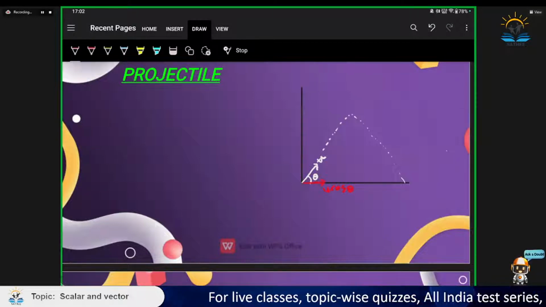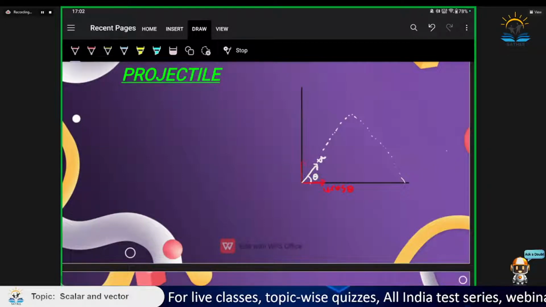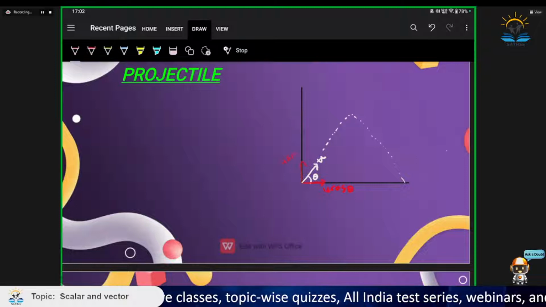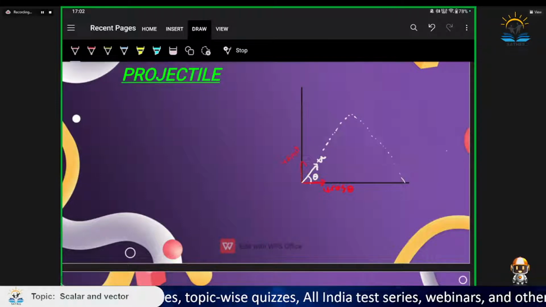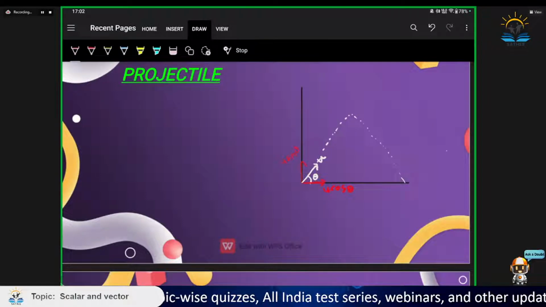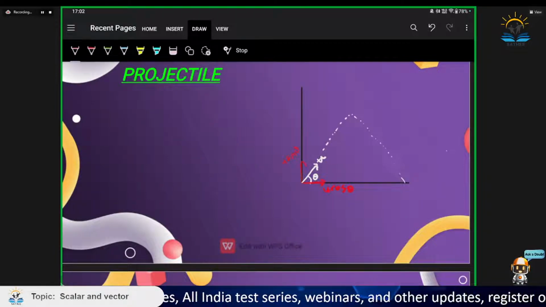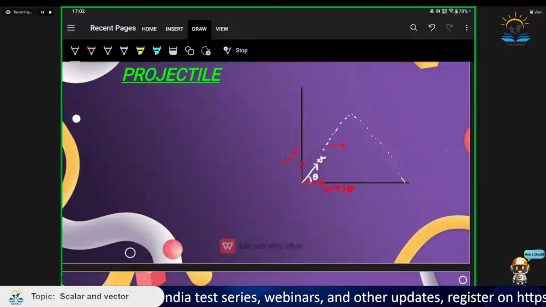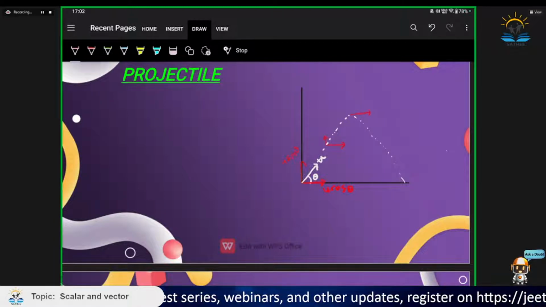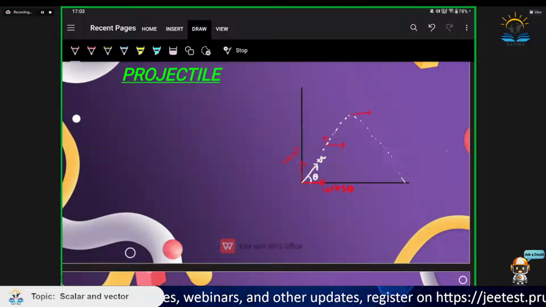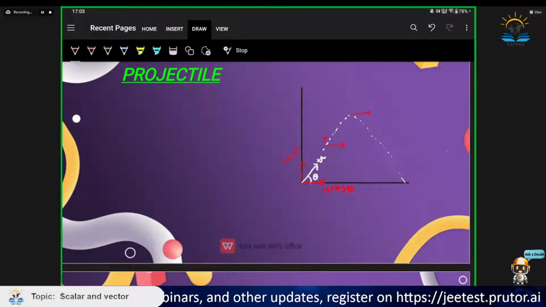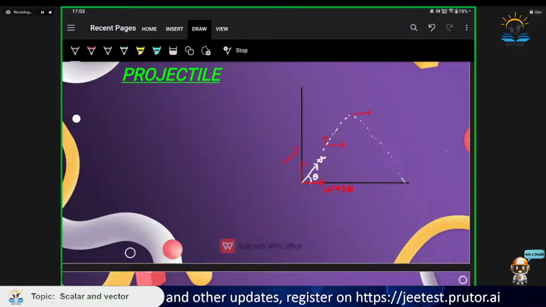During its course of motion, the horizontal component of velocity, that is u cos theta, will be the same. Why? Because there is no acceleration along the x direction, right? But u sin theta will decrease, because g is acting downwards. At maximum height, only u cos theta will be there. U sin theta will be zero at maximum height, right?